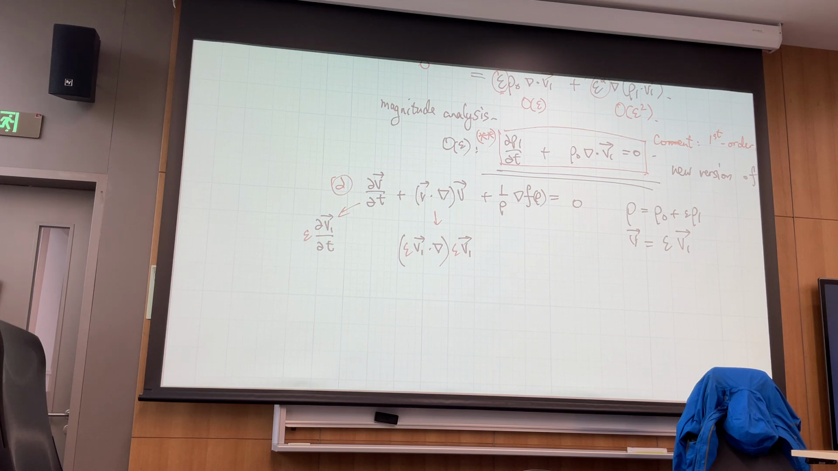So what we have over here is epsilon squared. These two epsilons can come out, and then multiplied by V1, multiplied by the gradient of V1. So far so good at this point?